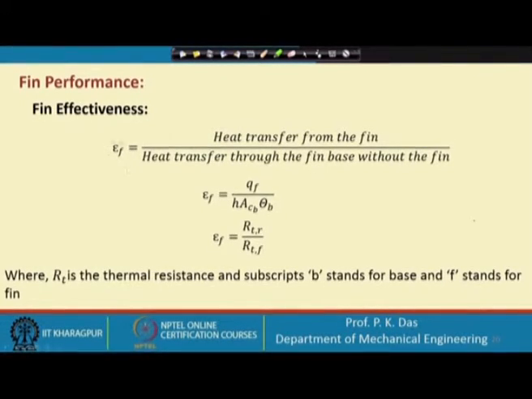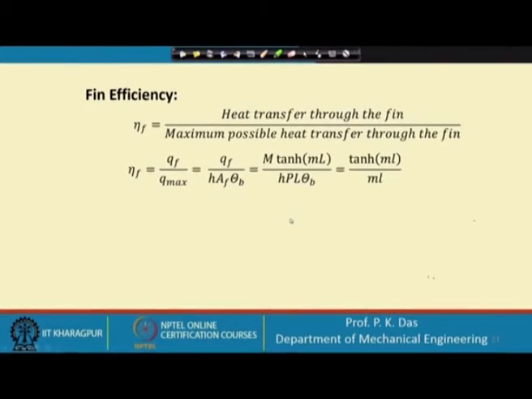So, we define fin effectiveness, again all stuff of heat transfer. Effectiveness is the heat transfer from the fin divided by the heat transfer through the fin base without the fin. Or in terms of thermal resistance we can get it. So, this is one way of doing it. There is another figure of merit, that is fin efficiency, that is the heat transfer through the fin over the maximum possible heat transfer through the fin.